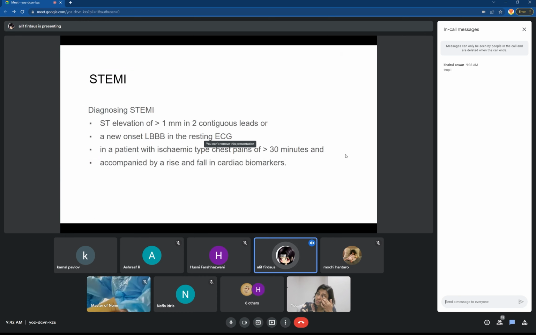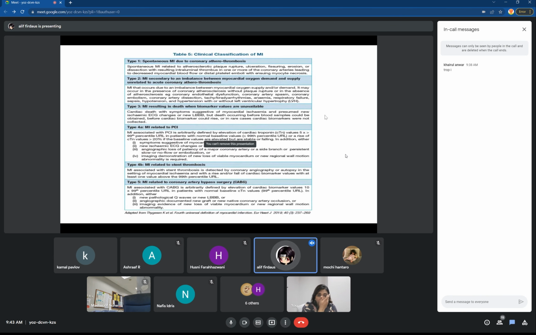If there is a new onset of left bundle branch block in the ECG, or if the patient came with more than 30 minutes of ischemic type chest pain, you have to think about STEMI also. And the other thing is the rise in cardiac biomarkers. So there are 5 classifications of MI.